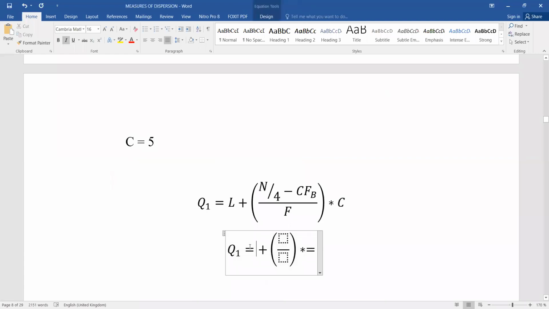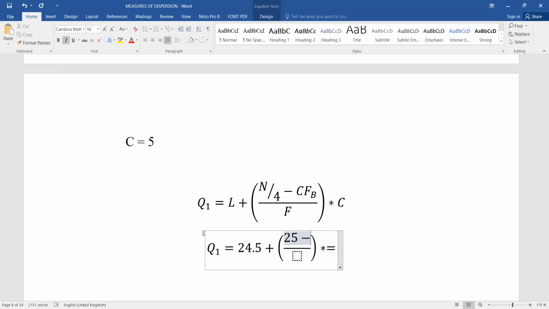Our L is equal to 24.5. And so our N over 4, which was 25, minus the cumulative frequency before, which is 11, divide that by the frequency of the class, which is 24, and multiply that by 5. So do the needful and get me Q1.